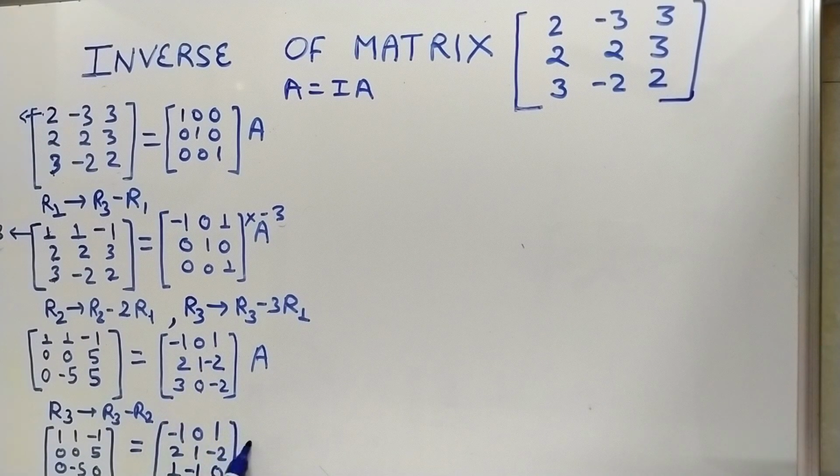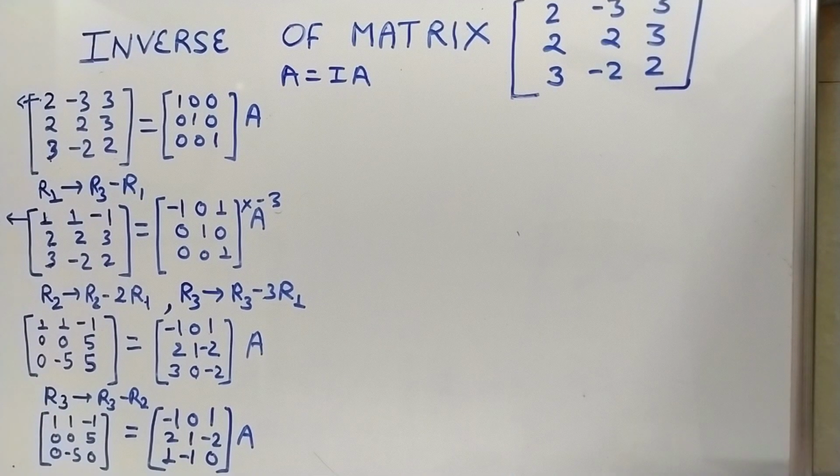So this will be your right side of the equation. Now we will see what can be done. Now we will see here we have to make this one 1, this also 1. So what can be done here?